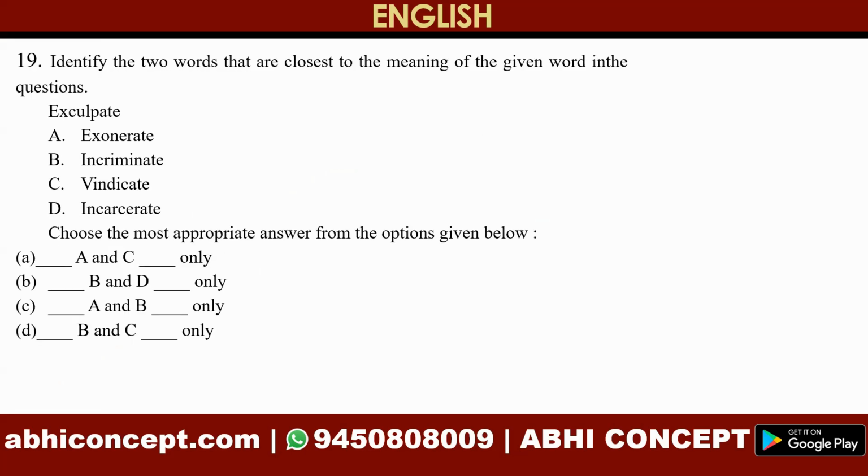Okay, question number 19. Identify the two words that are closest to the meaning of given word in the given question. Okay. So the word is exculpate. Exculpate means कि आप किसी को जब उसके गुनाह से निकाल देते हो, जब आप उसको बोलते हो कि वो इस पर्टिकुलर चीज का गुनहगार नहीं है, आप उसका गुनाह बता देते हो कि the person has not committed this kind of crime. Okay. Now इसका मीनिंग होता है exonerate. Exonerate is the nearest word to it.